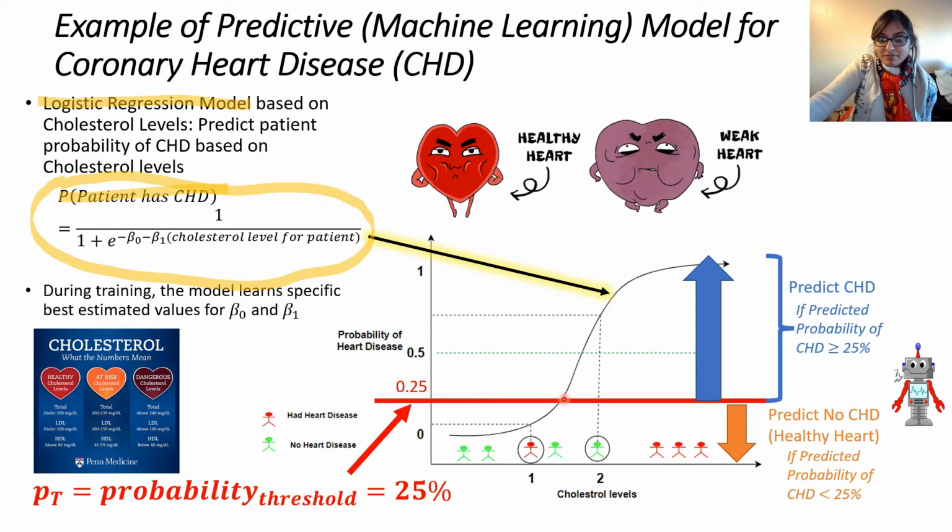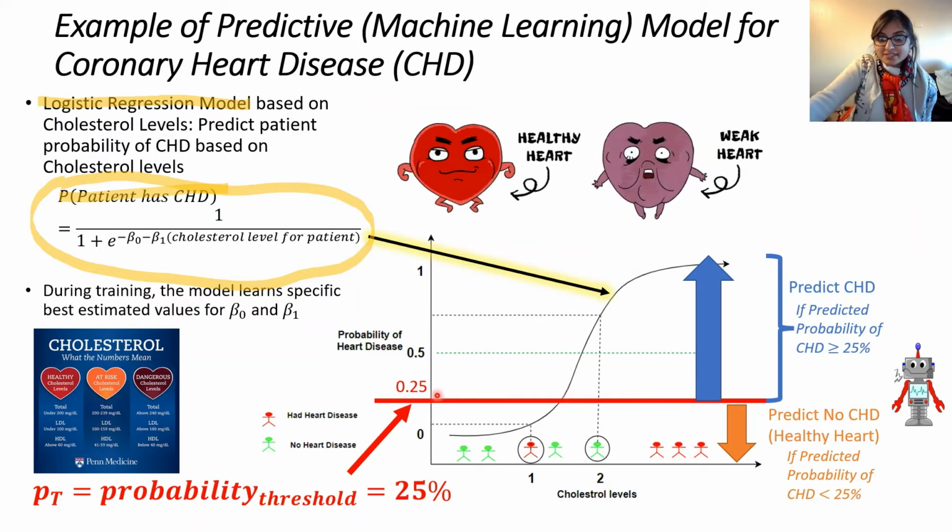And if the predicted probability is greater than or equal to 25%, based on our threshold, we'll say that the patient has CHD. That's what the little robot Pug will predict. Otherwise, if the predicted probability of CHD for the patient is less than 25%, we will predict no CHD, that the patient has a healthy heart.